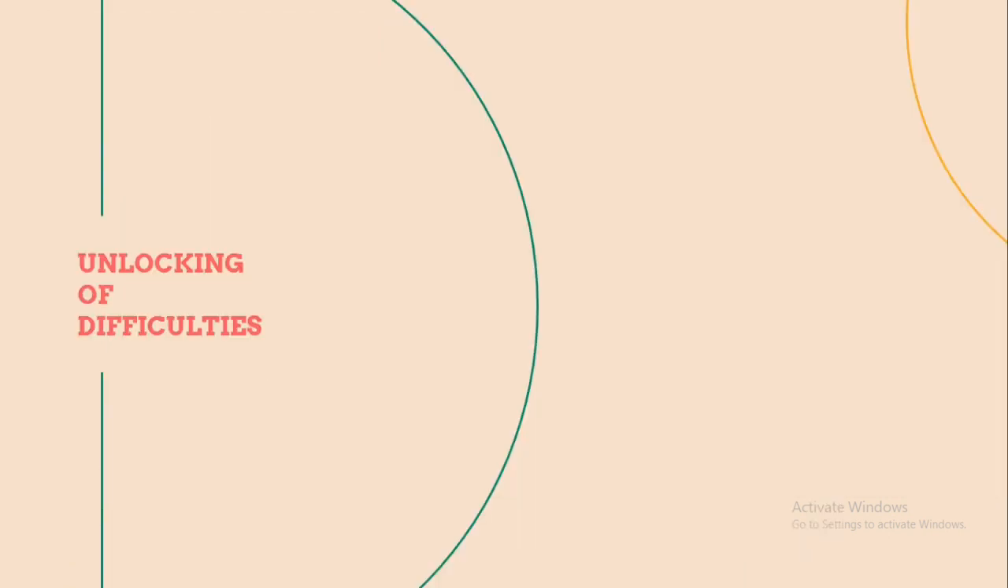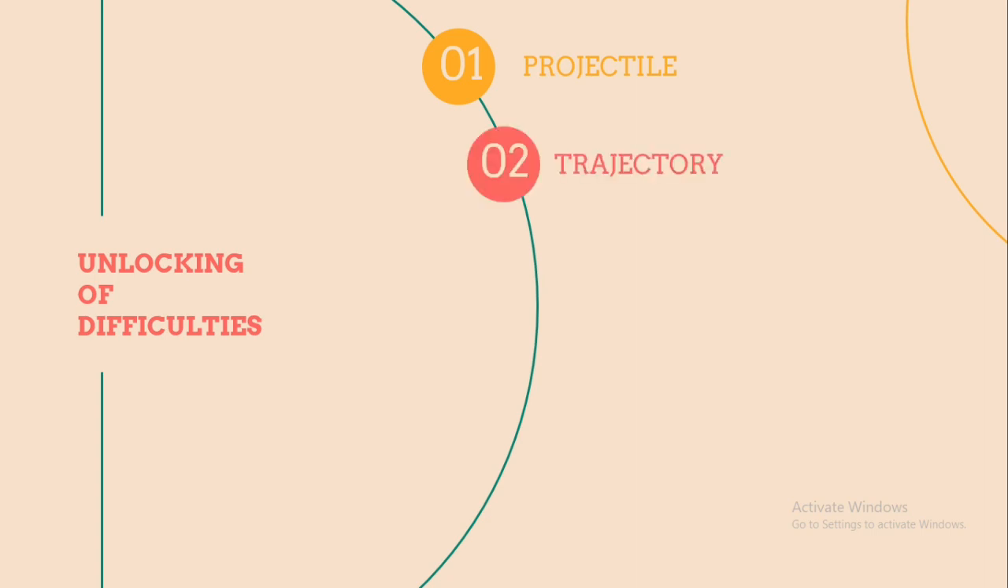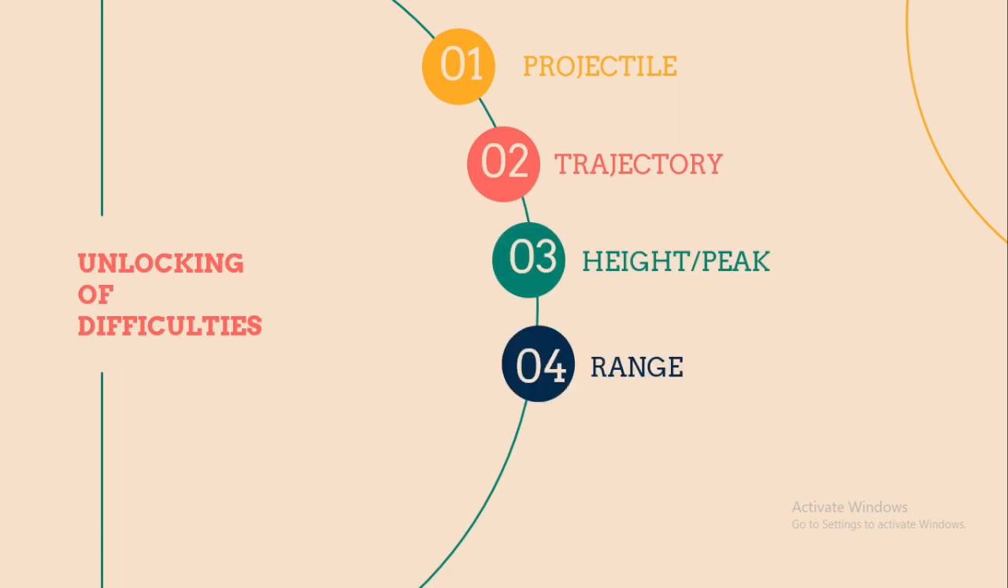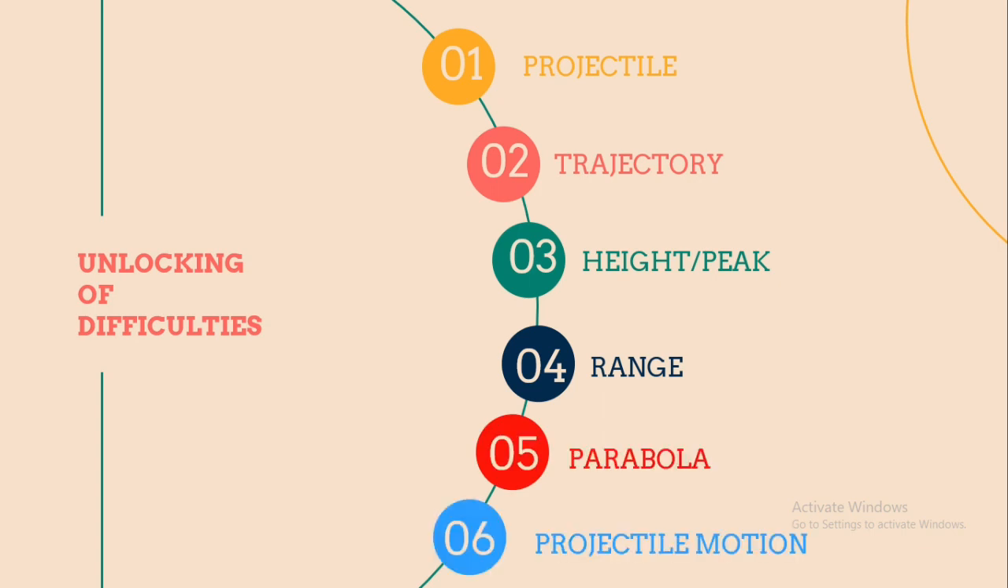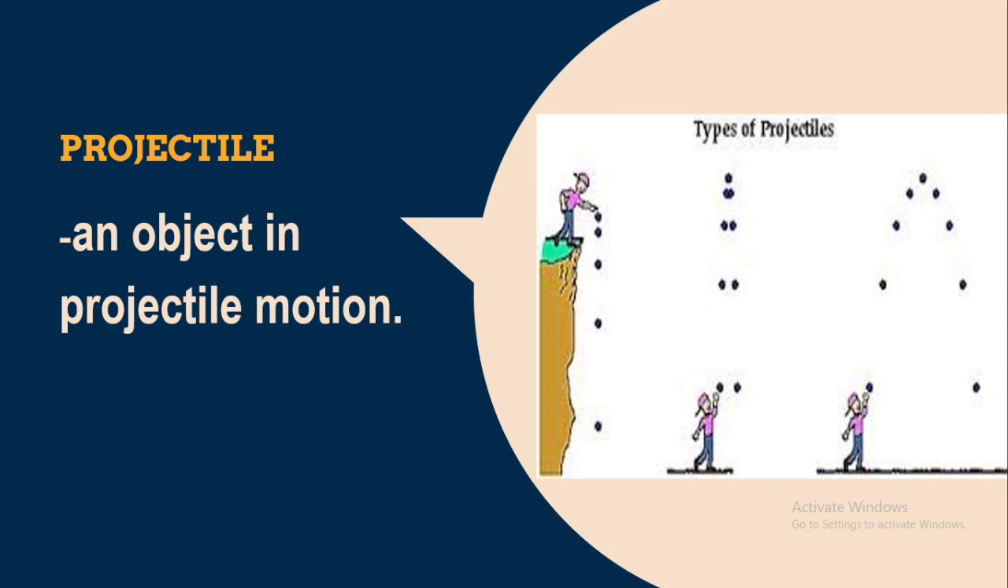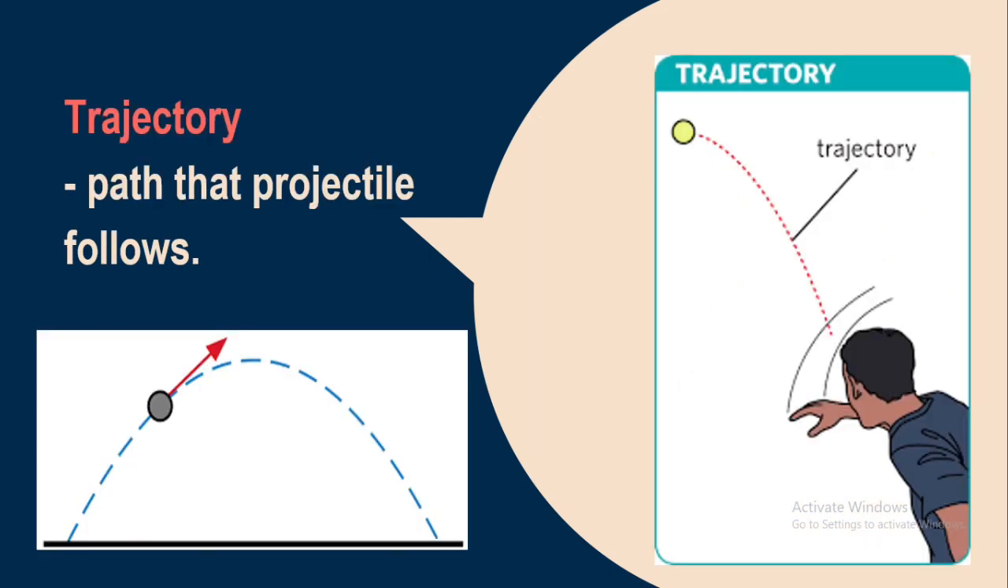So let us unlock the difficulties or the terminologies in projectile. First, the word projectile. Second, trajectory. Third, height or peak. Fourth, range. Fifth, parabola. Sixth, projectile motion. What is a projectile? A projectile is an object in projectile motion. What is trajectory? Trajectory is the path that a projectile follows.